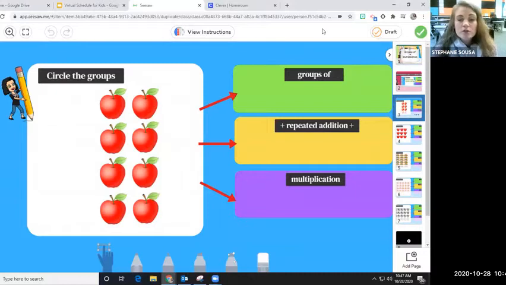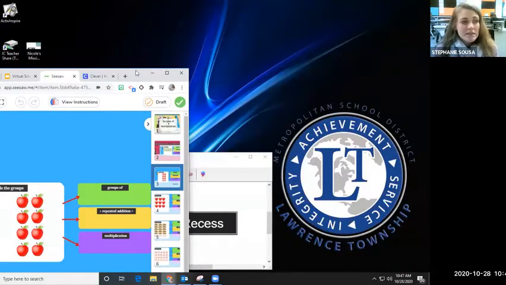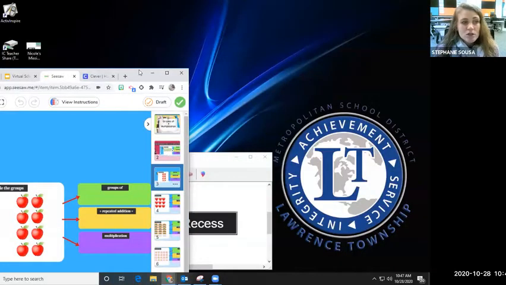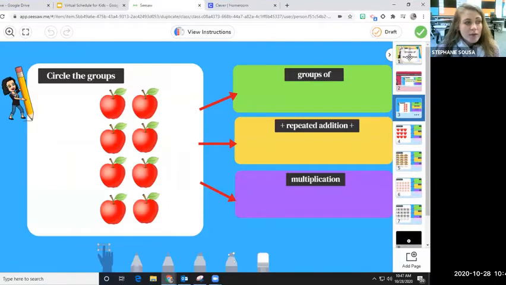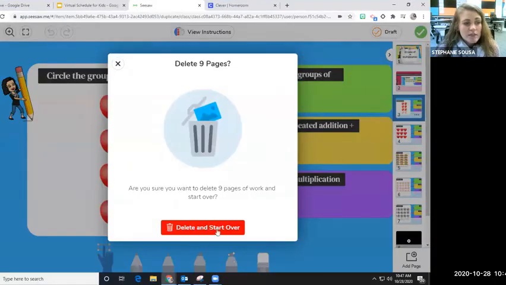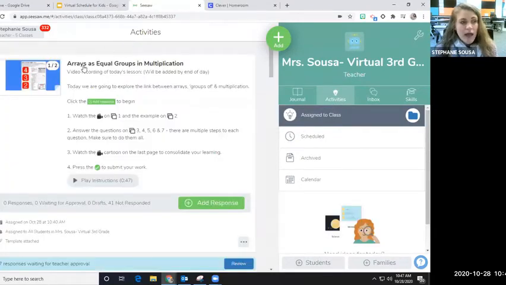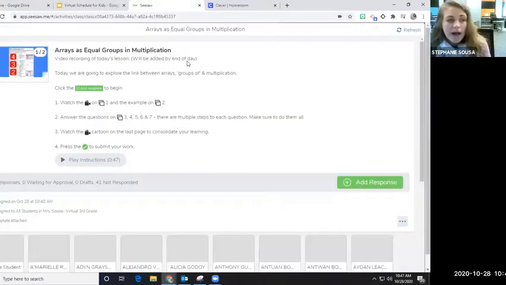So I'm going to ask you to do the same thing that we did in reading today. Minimize this so that you can see your Seesaw work and so that you can see Zoom at the same time. So again, on Seesaw, this is in your activities right here as arrays as equal groups in multiplication. Go ahead and add a response to this activity.